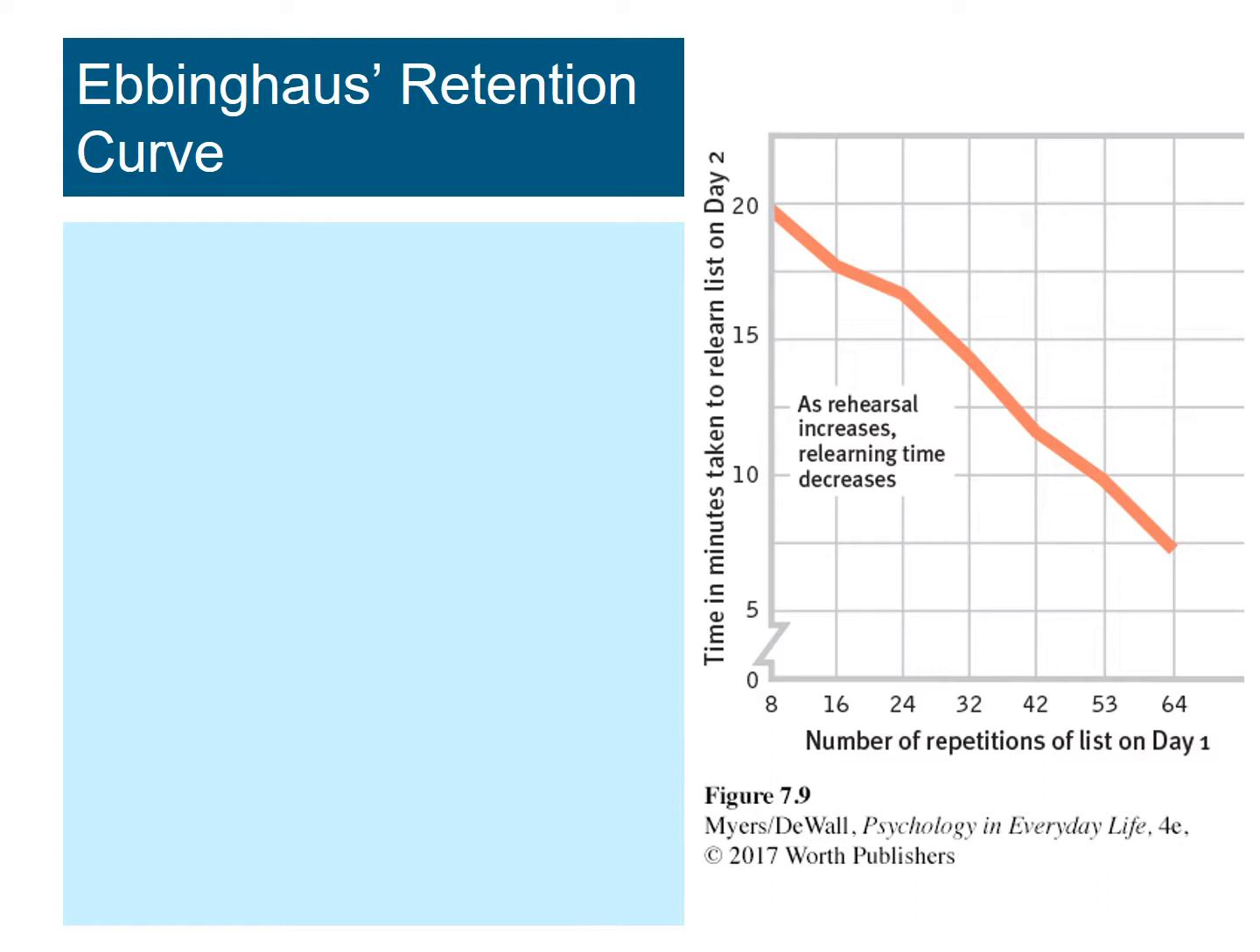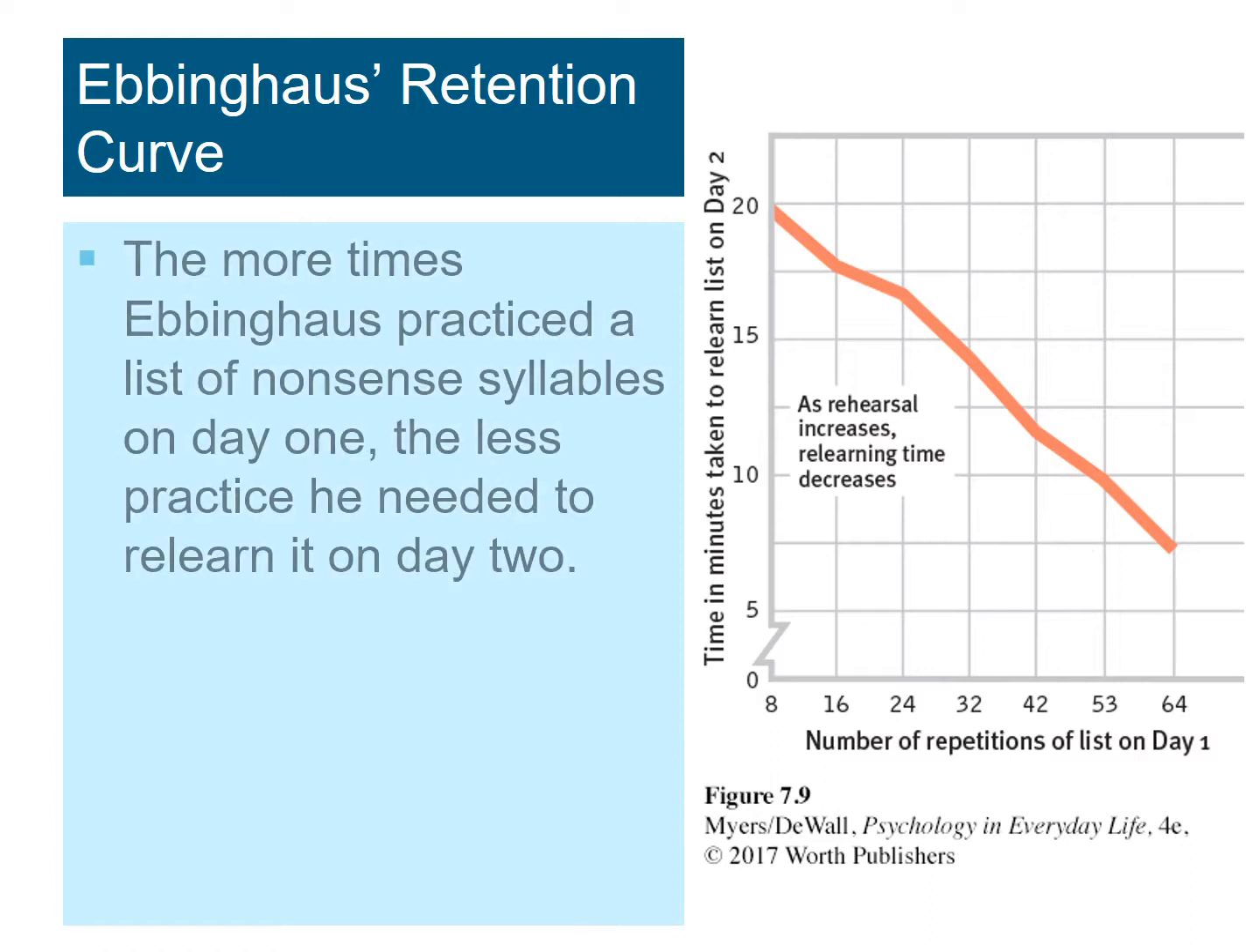So this is the Ebbinghaus retention curve. Here, number of repetitions of the list on day 1 is going along the x-axis, and time in minutes taken to relearn the list on day 2 is along the y-axis, or the one going up. The more times Ebbinghaus practiced a list of nonsense syllables on day 1, the less practice he needed to relearn it on day 2.